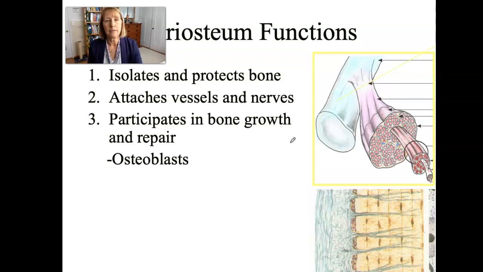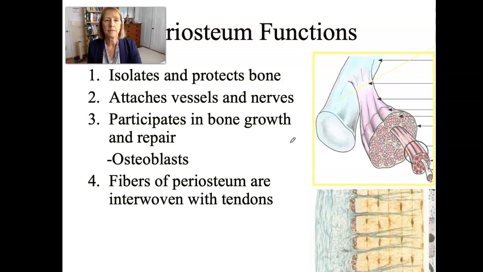In that layer, in that periosteum, you're going to have cells that are called osteoblasts. An osteoblast, blast meaning origin, beginning. So this is a young cell that is going to be able to deposit new bone. Okay, a young bone cell.